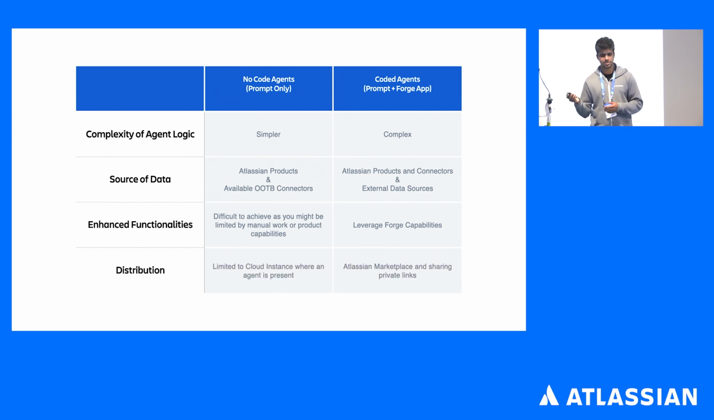And lastly is the distribution. Now, once you build a no-code agent, then it resides only on the cloud instance where you have built it. But let's say if you want to use that same agent on another cloud instance, we will probably have to do manual work of copying the prompt, the configuration, making sure it's all working fine and testing it. So with the no-code agent, this is one limitation.